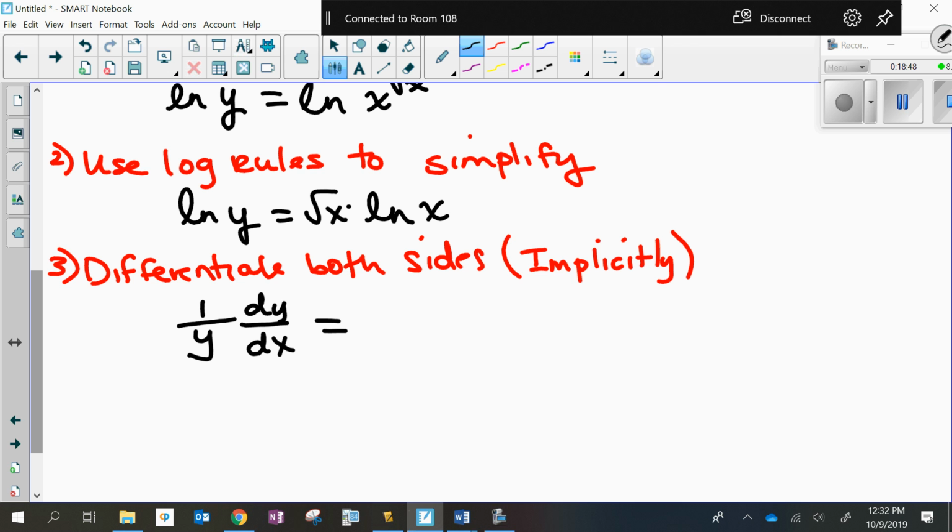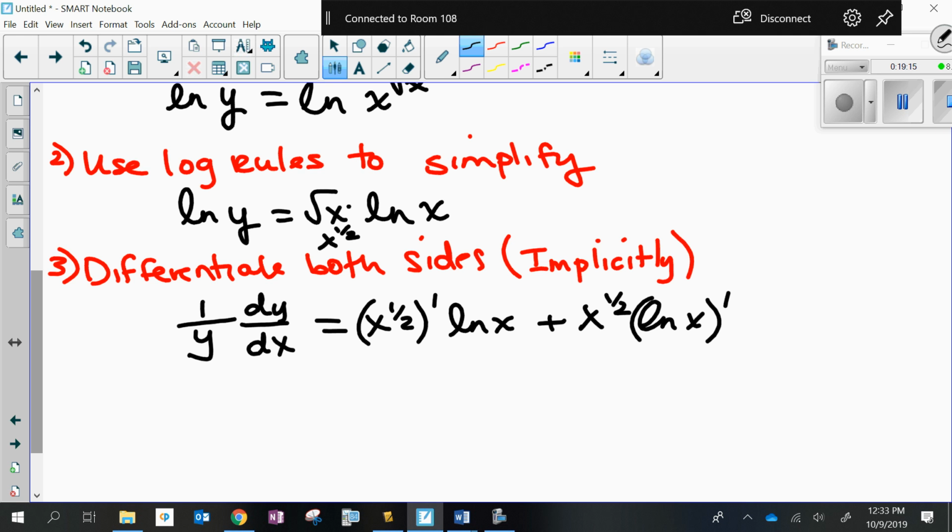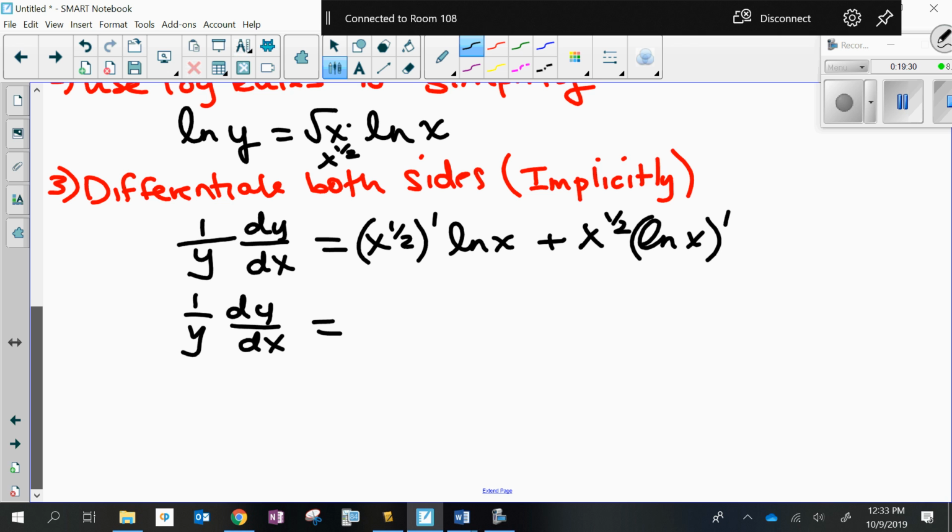Okay, so what kind of rule are you going to use for the right-hand side? Product rule. You might want to change that to x to the 1/2. So x to the 1/2 prime times ln x plus x to the 1/2 times the derivative of ln x. Now, are we still writing out the product rule like that? Eventually, you will want to just dive right in. What is the derivative of x to the 1/2?